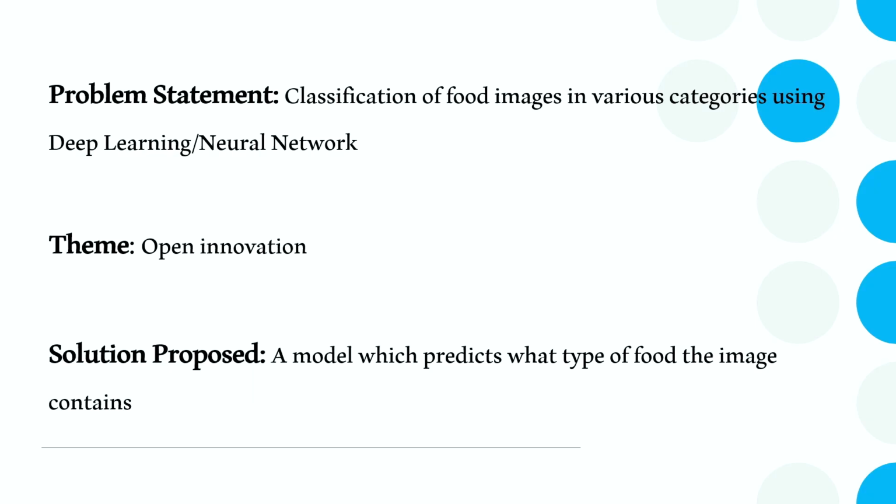We had a thought: why don't we make something that tells people what they are really eating just by looking at it? So we have been working on a model which classifies different types of food into various categories. We achieved this model through deep learning and neural networks.